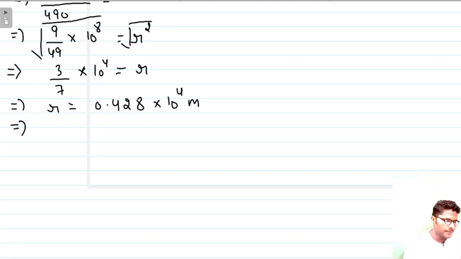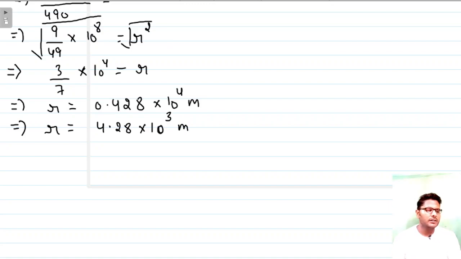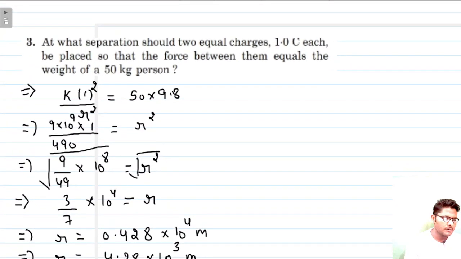This will become R is equal to 4.28 into 10 raised to the power. Then this will be multiplied by 10, this will be divided by 10. So 1 power will be reduced. So 4.28 into 10 raised to the power 3 meters. Hence your question here is solved. So moving on to the next question.